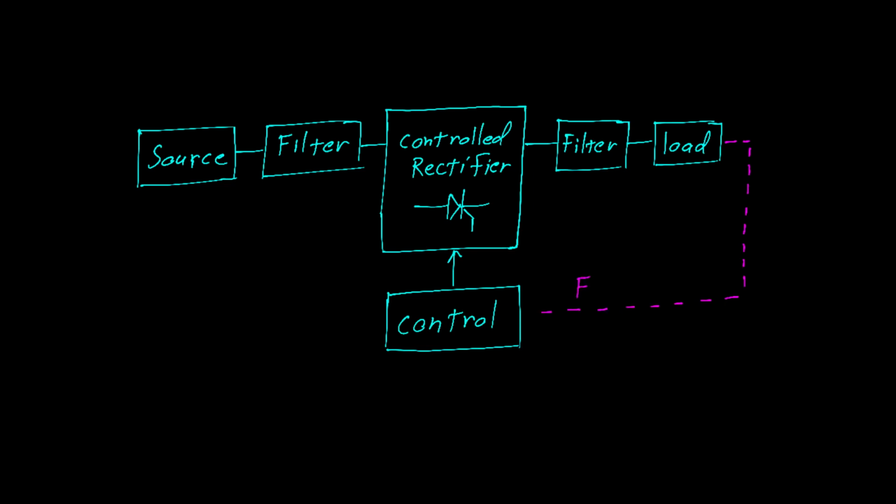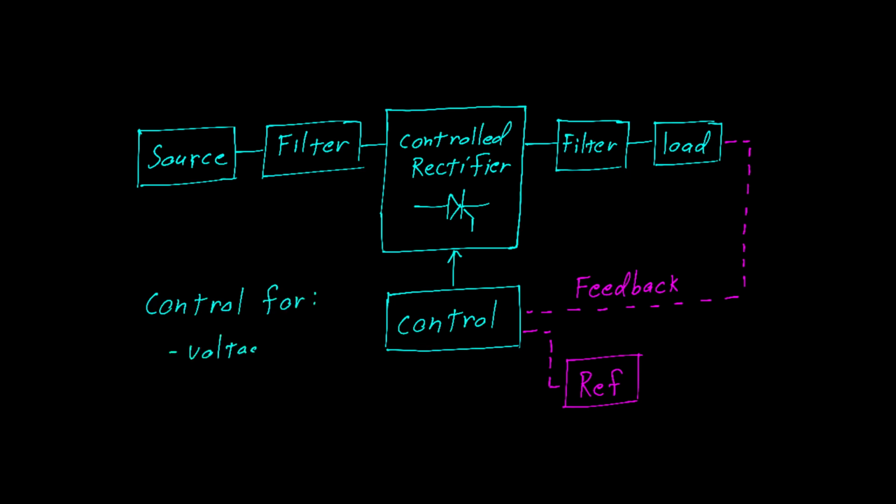A real-life system may or may not have some feedback, as you see here. And that feedback is often compared to some kind of reference, maybe a voltage reference or a time reference. Understand that there are any number of things that we could control for. For example, maybe that load out there is a motor. We could control for the voltage, the current, the velocity, or the position. We may even do all of these at the same time.